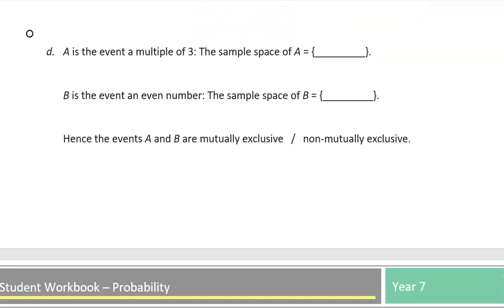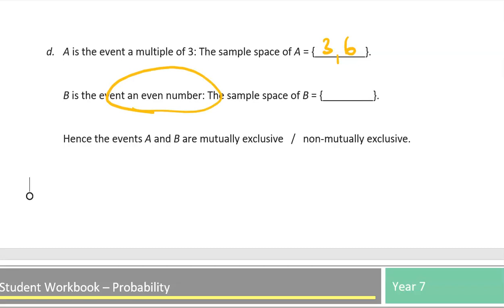A is the event of a multiple of 3. So again, we're looking at our die, all the numbers that are a multiple of 3. So that's going to be 3 and 6 because they're both multiples of 3. They are both divisible by 3. Okay. And B is the event of an even number.